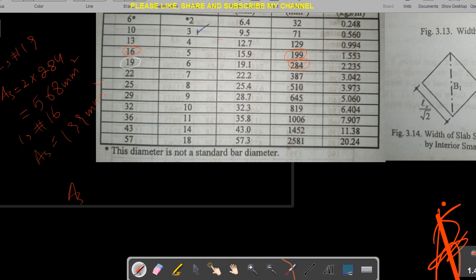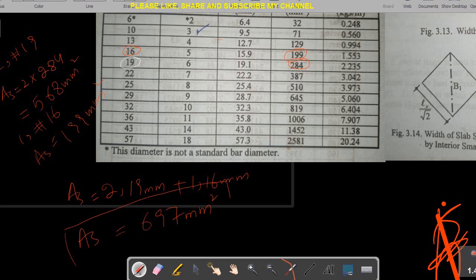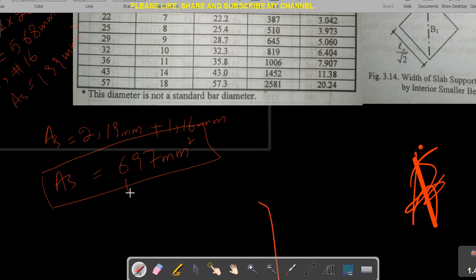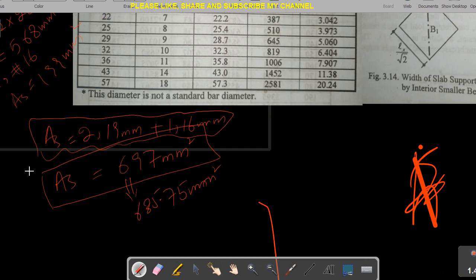So the total area of 2 number 19 mm bars plus 1 number 16 mm bar will give me 697 millimeter square, right? So this is my final, because it is close to my calculated value, that is 685.75 mm square. So this is my final bar arrangement, right?